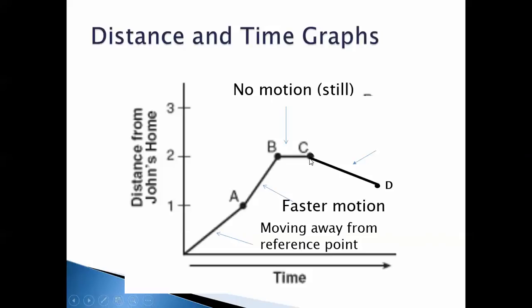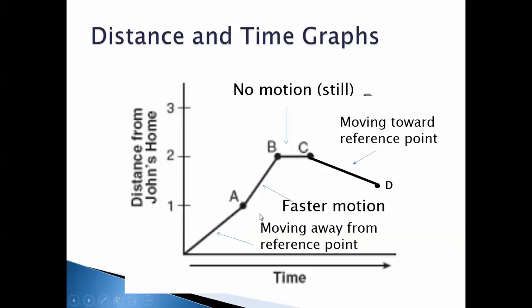Now, what about when we have this negative slope? The slope is going down. We call that the object moving again, but look what's happening to the distance. The distance is decreasing, so now it's moving towards the reference point. Maybe John realized he forgot something, and now he's running back towards his house. So his distance is going back towards the reference point.